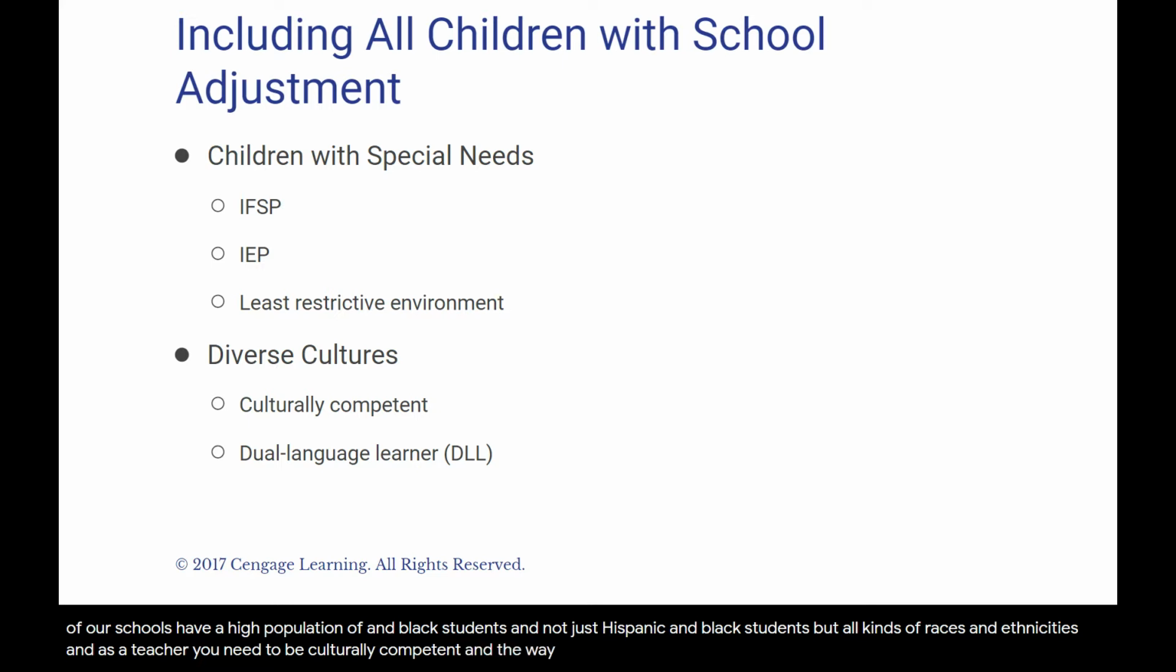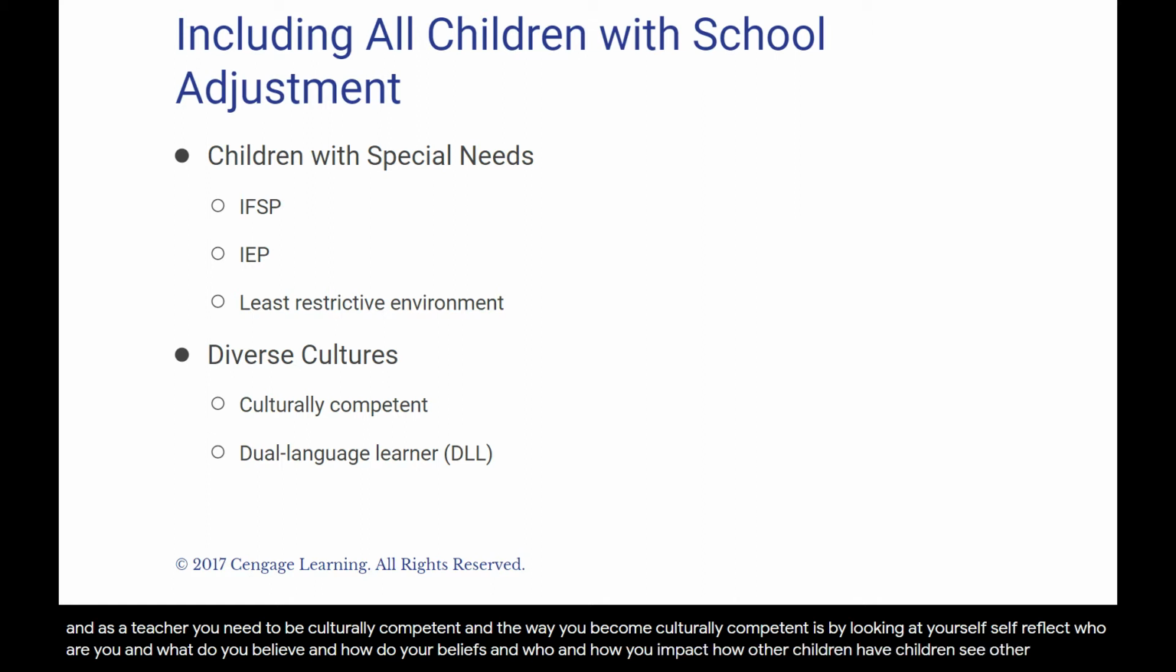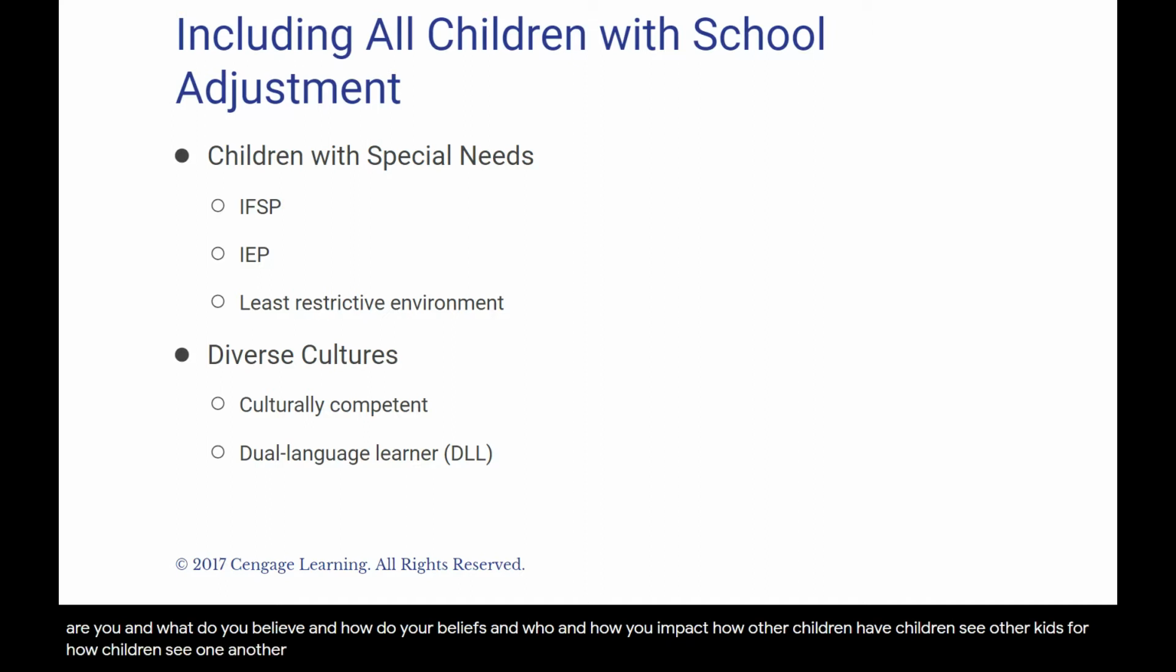And the way you become culturally competent is by looking at yourself, self reflect. Who are you and what do you believe? And how do your beliefs impact how children see other kids or how children see one another? For those kids who are dual language learners, DLL, kids who speak more than one language or whose first language might not be English, as a teacher, how do you deal with that? How do you help them?